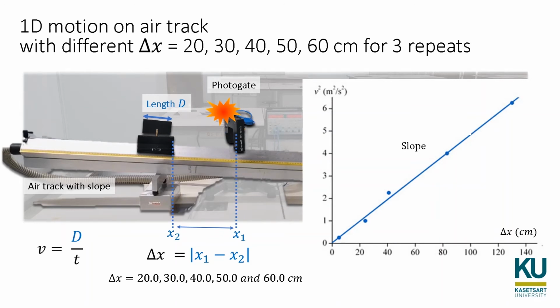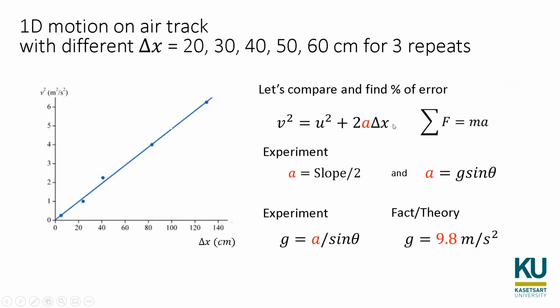After you record all the time points for the different displacements or release positions, you get different terminal velocities. V square can be plotted against the displacement delta x. So you find the linear relation, and this has been stated before. It's the equation of motion, v square equals u square plus 2a delta x. By this, you will find the slope of the trend is 2a. It can be found easily after that.